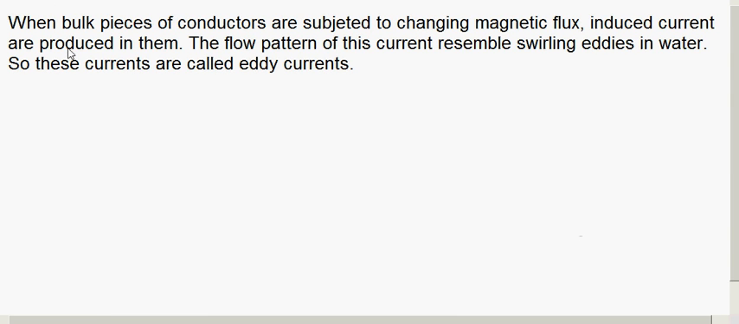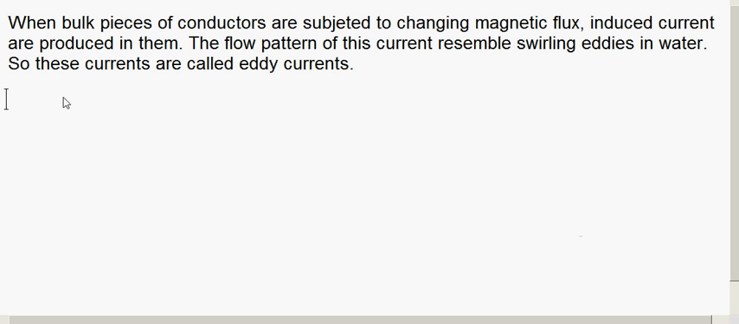When bulk pieces of conductors are subjected to changing magnetic flux, induced currents are produced in them. The flow pattern of this current resembles swirling eddies in water. So these currents are called eddy currents. Now, these eddy currents are advantageous in some cases, but in some cases they have a disadvantage.